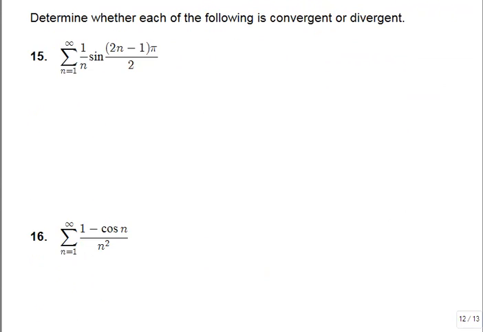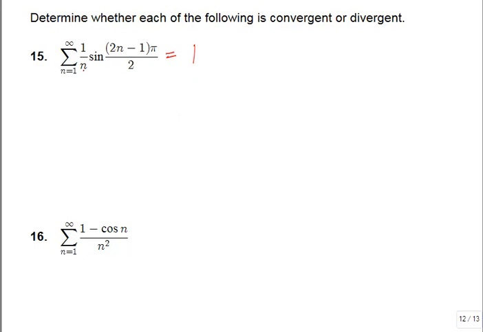So let's determine whether each of the following is convergent or divergent. So this doesn't look like your typical alternating series. Let's write out some of the terms. If n is 1, this just becomes 1 over 1. 2 times 1 is 2, 2 minus 1 is 1, so this is sine of pi over 2, which is a positive 1. So we just get 1 times 1 for that first term.